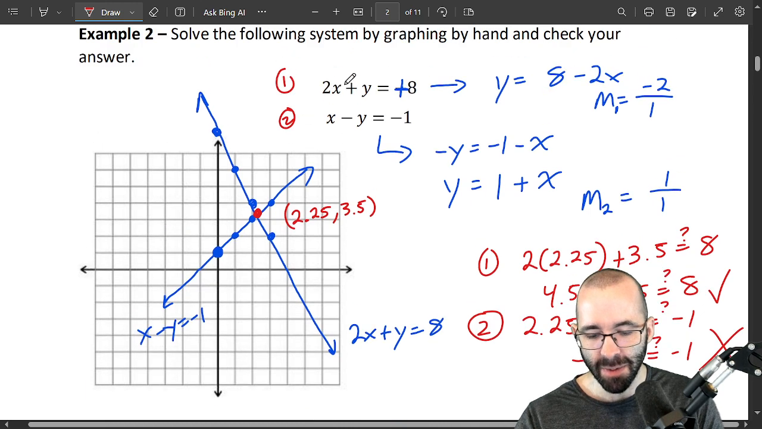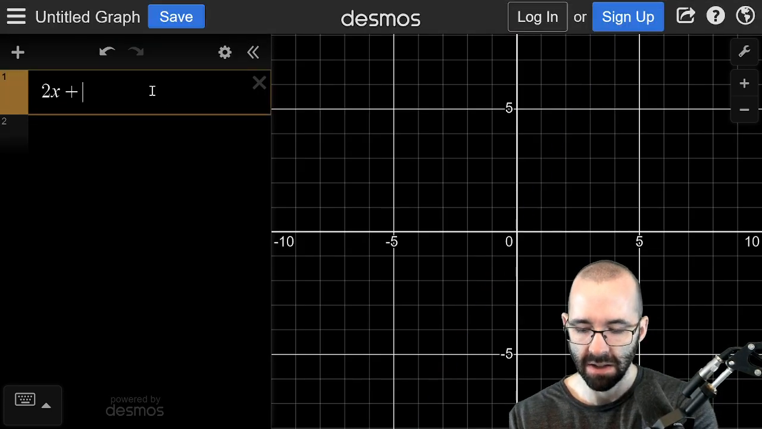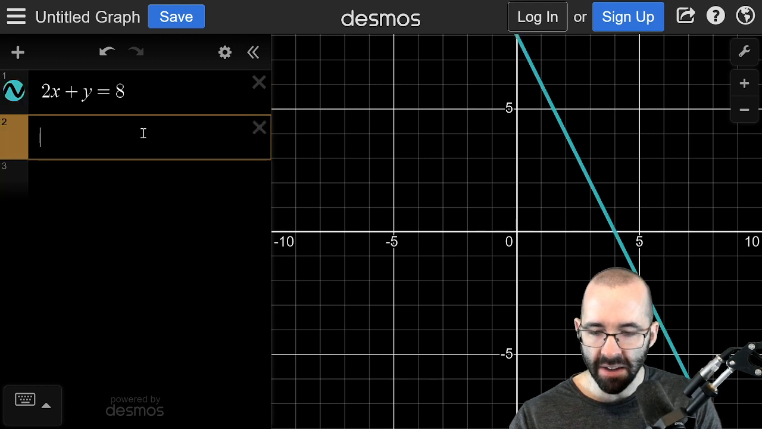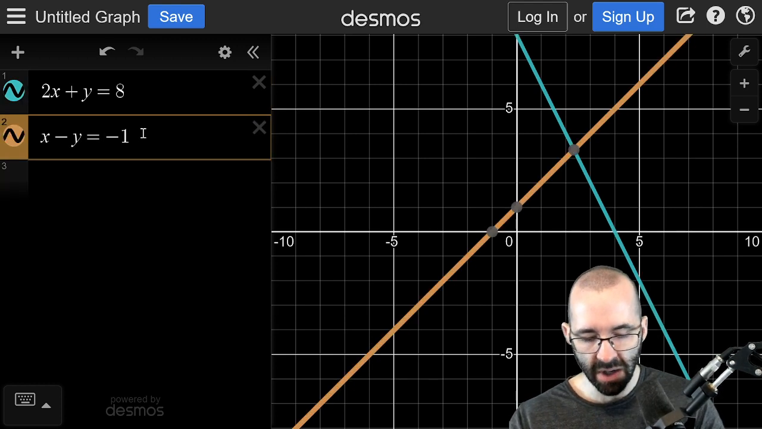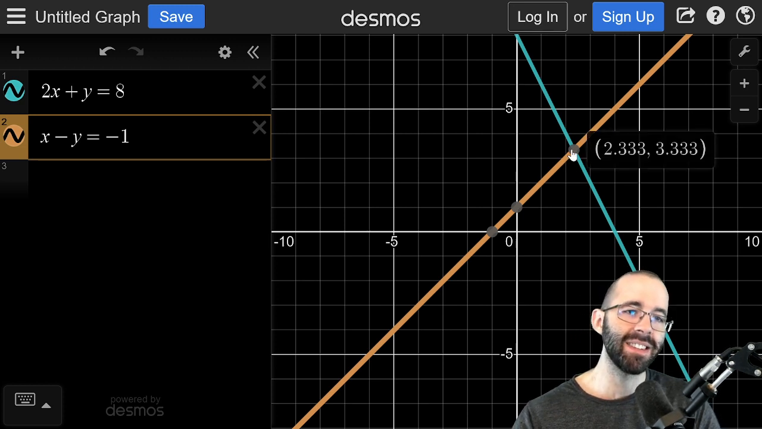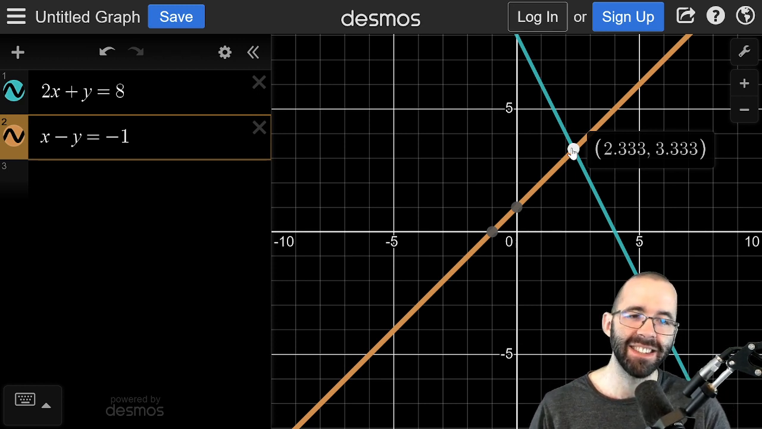So the point is, you can solve things graphically. Let's plot this on Desmos. 2x plus y equals positive 8. Should look similar to what we graphed. And the other one was x minus y equals -1. And you can find, it was 2.25 and 3.25. So we were close in our guess, but it was actually thirds instead.